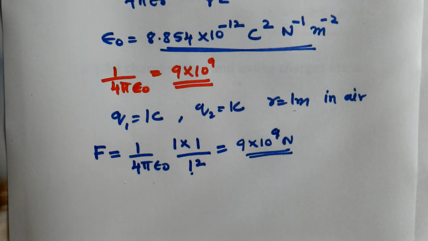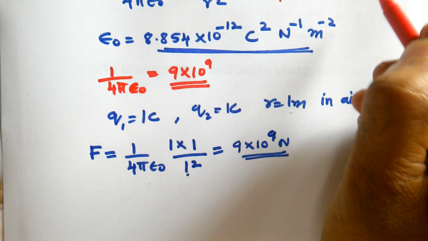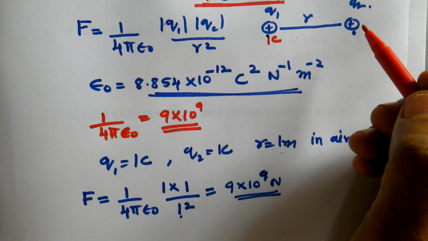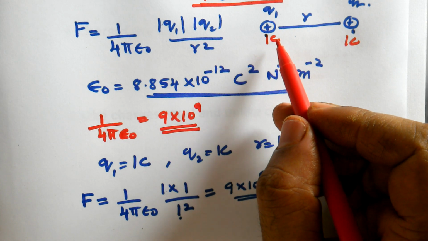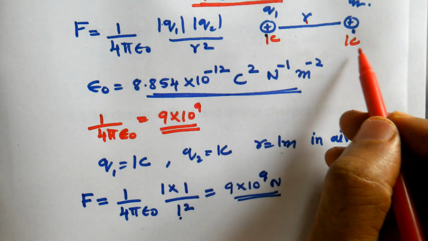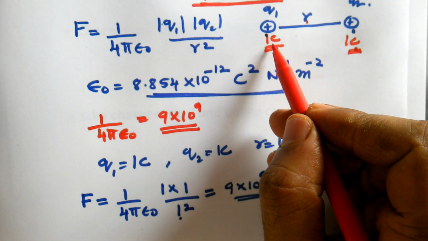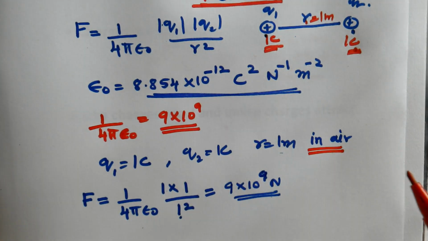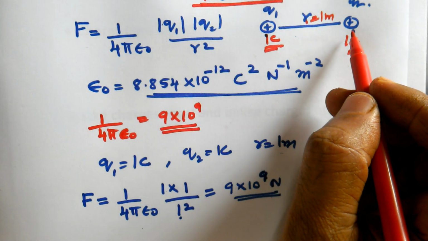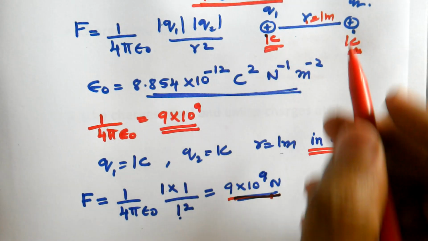So the definition goes like this. 1 coulomb is that charge. So this is 1 coulomb, and this is also 1 coulomb. 1 coulomb is that charge when placed at a distance of 1 meter from a similar charge in air. Don't forget this, otherwise we don't get this answer. In air would experience a force of 9 into 10 to the power 9 Newton.